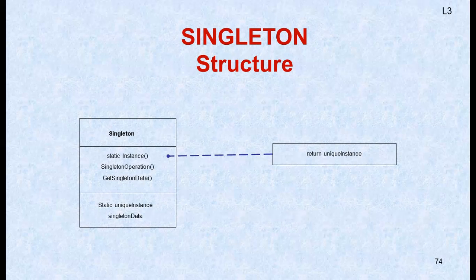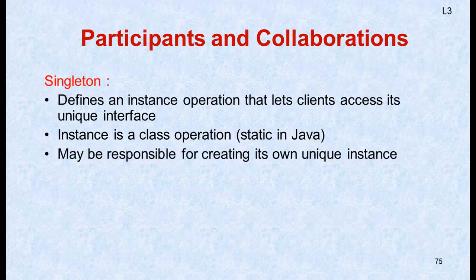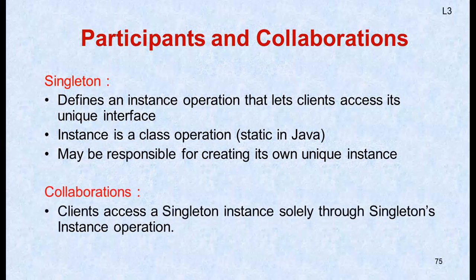Now coming to the participants in singleton, it defines an instance operation that lets the client access its unique instance. Instance is a class operation, that is a class method in Smalltalk and a static member function in C++, and it may be responsible for creating its own unique instance. And coming to the collaboration, the client accesses a singleton instance solely through the singleton's instance operation. Now let us see some of the consequences.